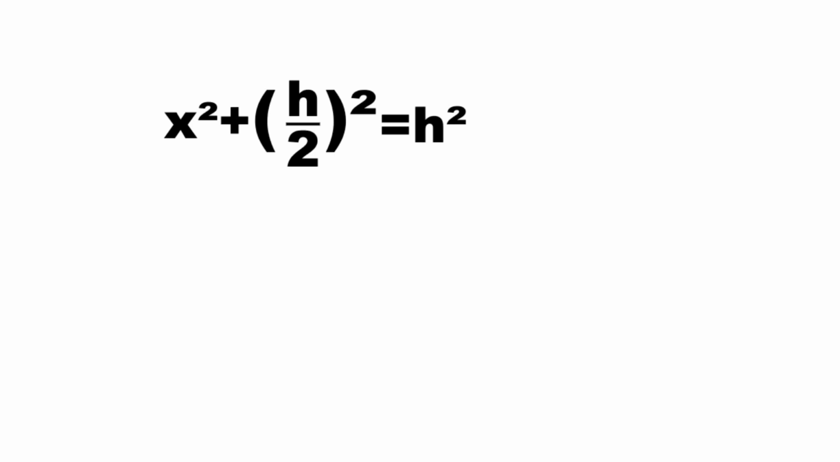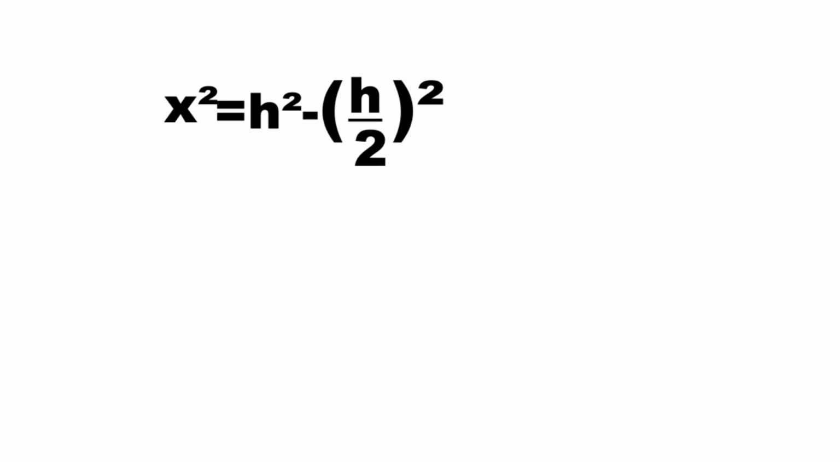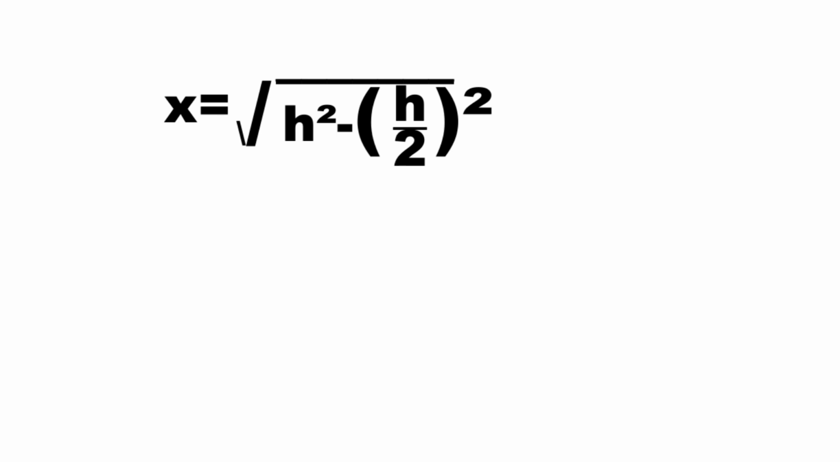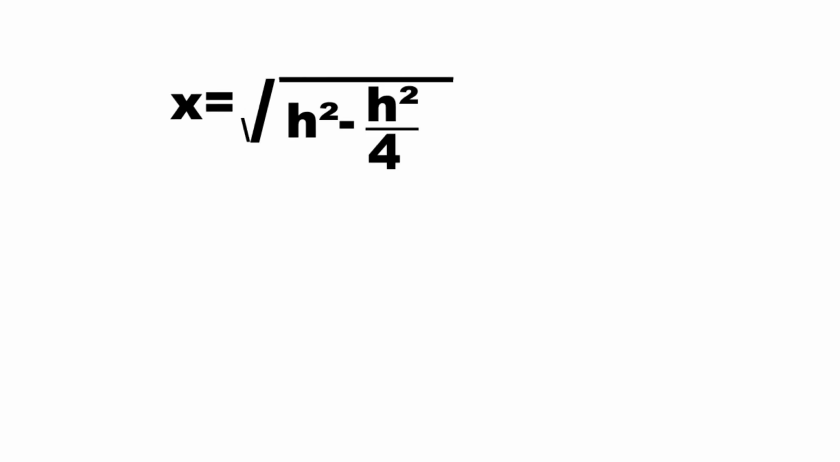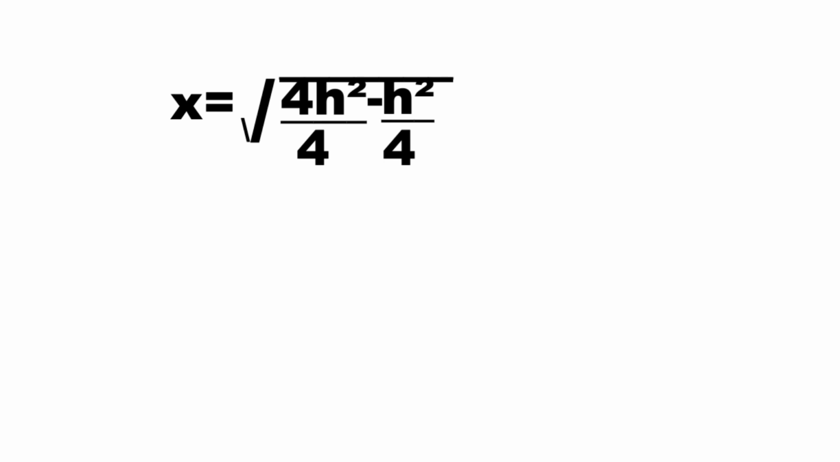Transposing quantity h over 2 squared to the right, we have x squared is equal to h squared minus quantity h over 2 squared. Getting the square root, we have x is equal to the square root of h squared minus quantity h over 2 squared. Simplifying, we have x is equal to the square root of h squared minus h squared over 4. Making the inside of the radical a similar fraction, we have x is equal to the square root of 4h squared over 4 minus h squared over 4. Subtracting the numerators, we have x is equal to the square root of 3h squared over 4.